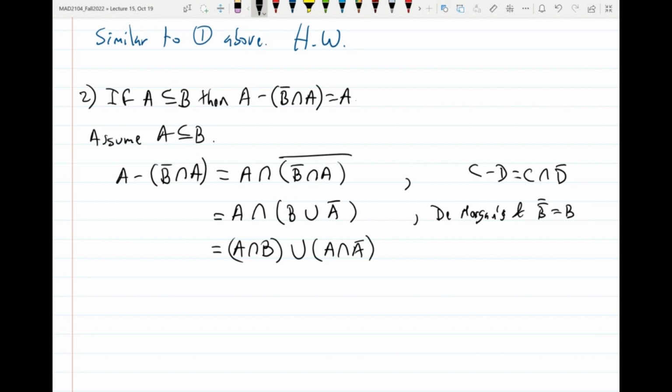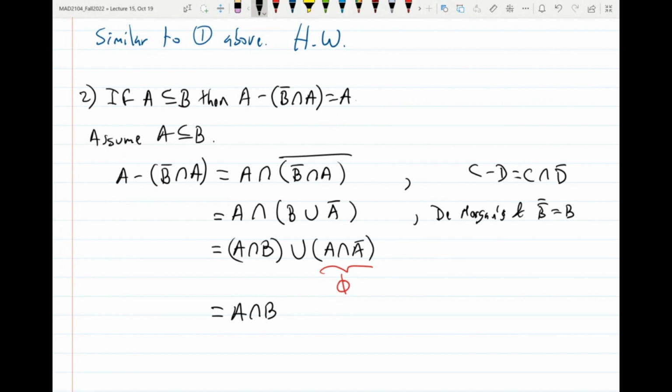So A intersection A complement. What's that? That's the empty set. So you understand this? They have nothing in common. So this is empty. And so when you do something union the empty set, what is that? It's that something. So this for sure is equal to A intersection B. So it's good to see.